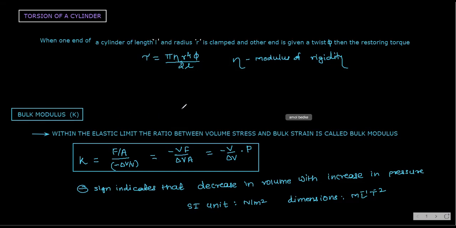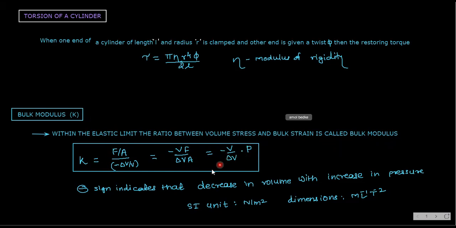That is bulk modulus. Bulk modulus is denoted by K, and what is its definition? Within the elastic limit, the ratio between volume stress and bulk strain is called bulk modulus. You can see here K is equal to (F by A) by (minus delta V by V). Now this V is going up, this A is coming down. So minus V F by delta V A, it is equal to minus V by delta V into P. This F by A is force per unit area, I have replaced it with pressure.